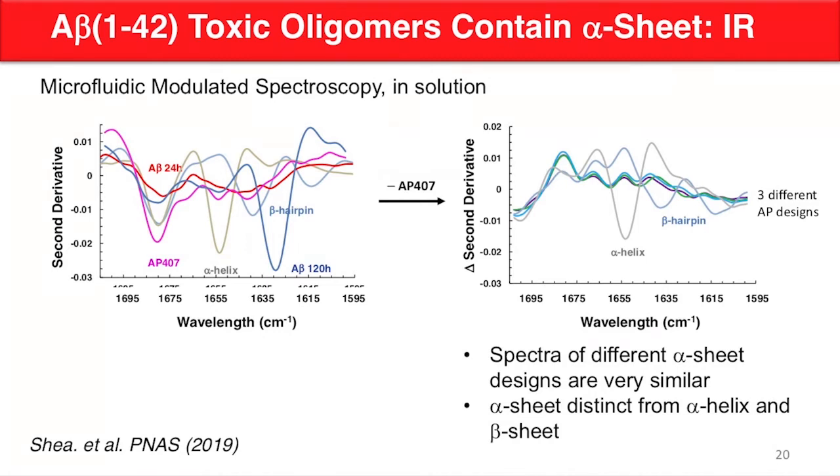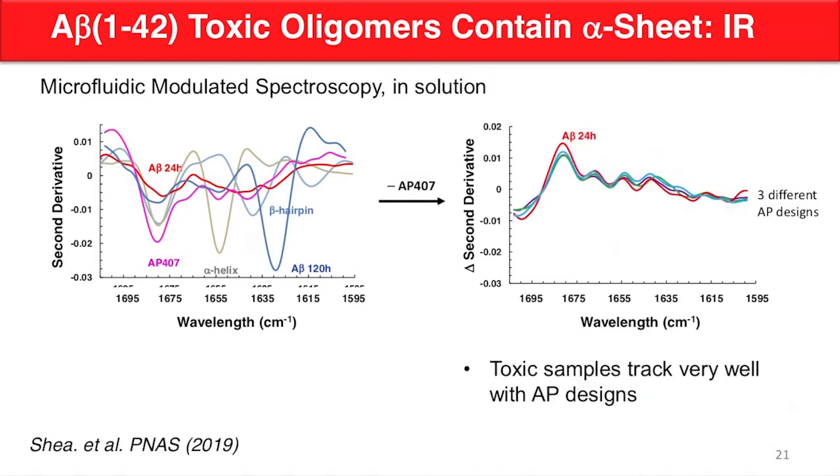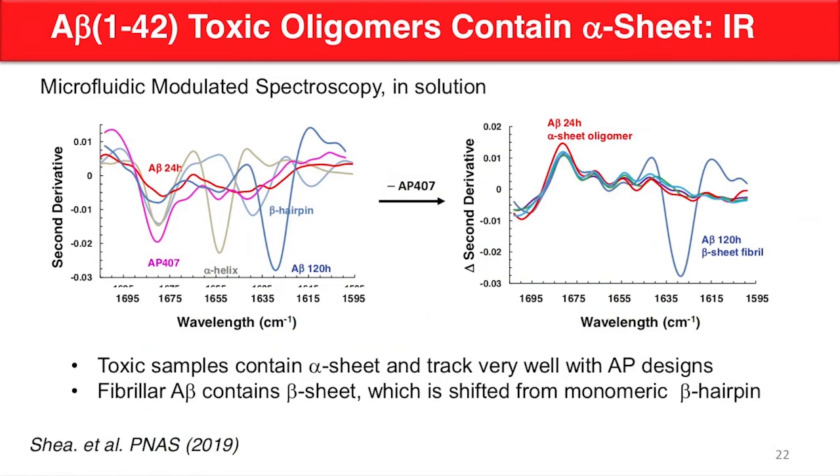So the MMS is able to distinguish alpha sheet from the other secondary structures. In the next slide, we add in our A-beta toxic form, and you can see it overlays very nicely with the alpha sheet designs and not the alpha helix, not the beta hairpin. In the next slide, we show now the sample from up on the plateau, and it is quite distinct. So this is, I think, very strong support. We've got toxic samples that contain alpha sheet. They track very well with our model compounds, and the fibrillar form contains beta sheet as we expect.